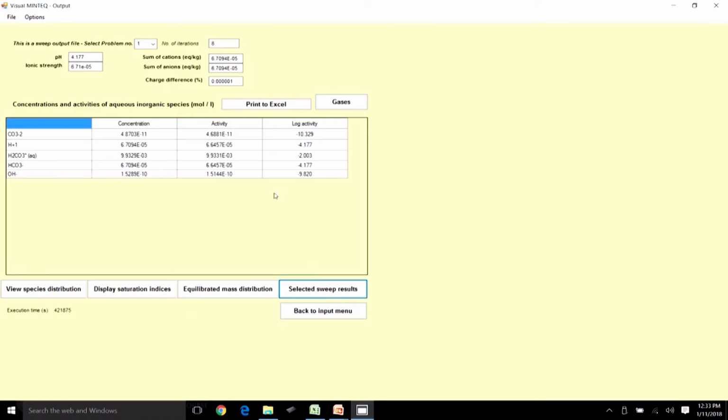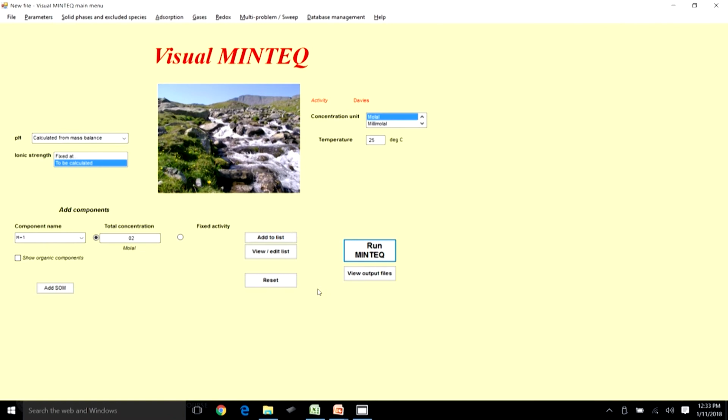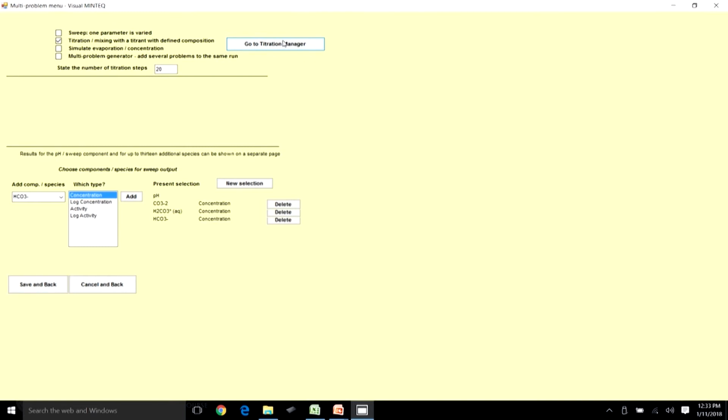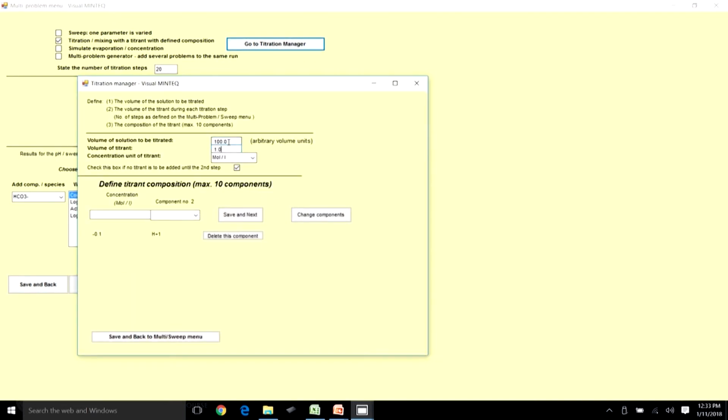So main output menu, I am going to say switch, come back to here, back to input menu. So how do we do that? Go to titration manager. So we just want to look at the change in pH here, right. There is another way, but with respect to titration 2, what can you do? You can say that the concentration of your titrant is very high, or you can choose that the initial volume of your solution is very high.